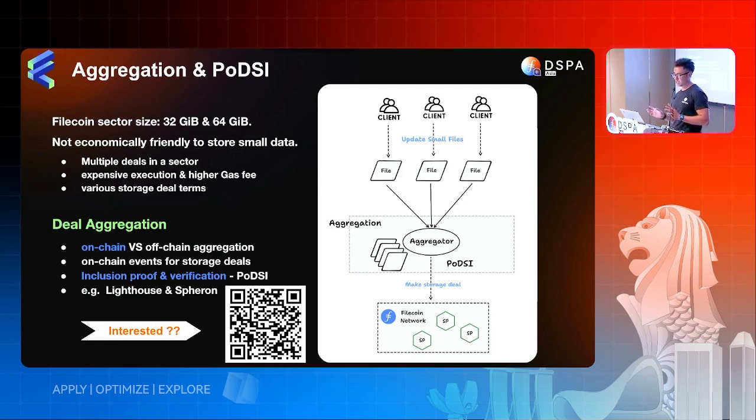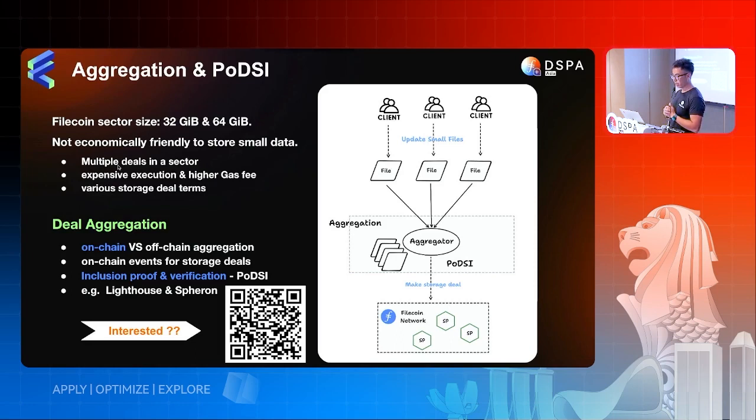What that means is, if you look at this picture, each of the clients sends a small file to the aggregator, and the aggregator will take them and combine them into a bigger deal. But how do I know if my small file is included in that pack? You can verify. That's where the PoDSI comes in. You'll be able to verify if your data is included in a bigger storage deal, a bigger sector. And that will be taken care of by the aggregation.